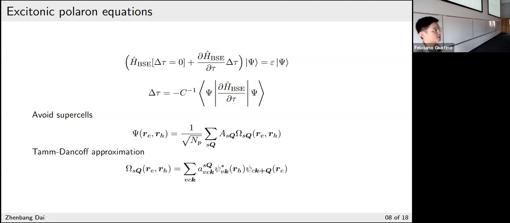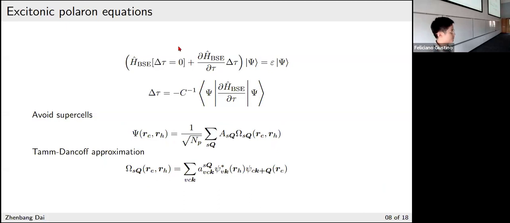And this is not to be confused with the Tamm-Dancoff approximation when you're trying to solve the Bethe-Salpeter equation. So basically, in the Tamm-Dancoff approximation, you are going to express the BSE eigenstate omega SQ as a linear combination of the transition pairs that are here. So basically, in the end, we have to combine those two together in order to have an equation in the reciprocal space.